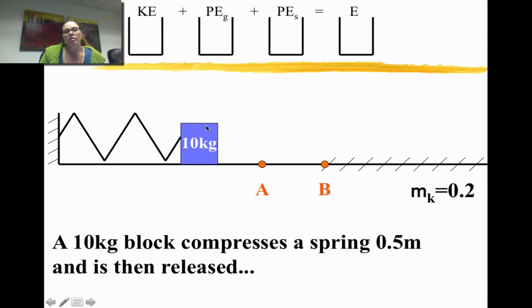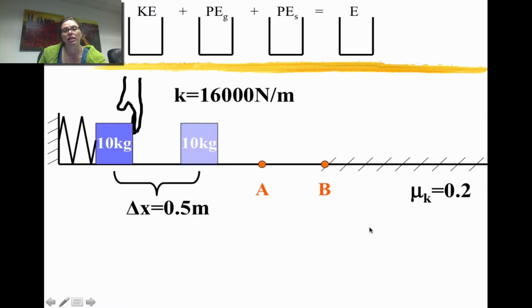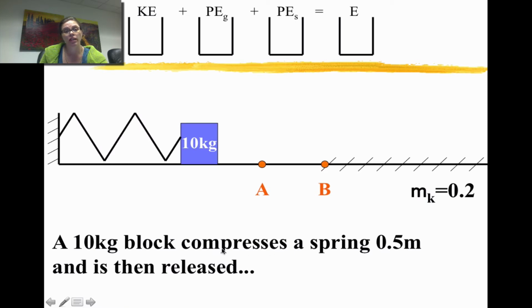So we have a 10-kilogram block pushed up against a spring, and this right here indicates this part from here all the way to B, there's no friction. You can tell friction starts because it gets rough here. All right. So the 10-kilogram block compresses the spring half a meter. So it's a large spring, and then is released.